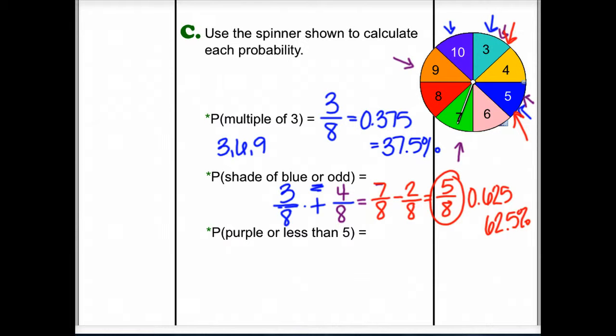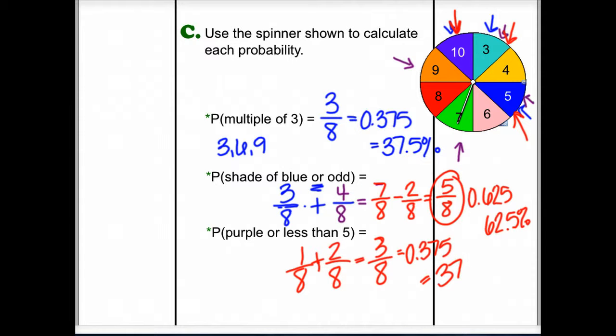Purple or less than 5. This is where this comes in, that this right here, purple or less than 5, that's going to be our purple one. So it is 1 out of 8. Less than 5, we have 4, 3, that's 2 out of 8. 1/8 plus 2/8 is 3/8, which, as we know from before, is 0.375 or 37.5%.